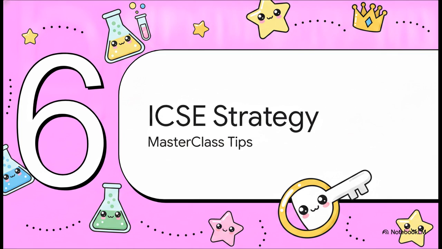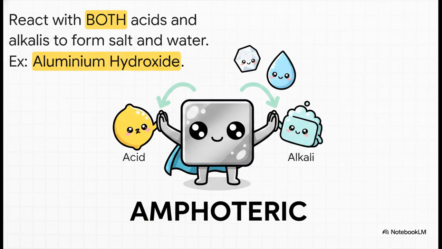Finally, Section 6, ICSE MasterClass Strategy. Okay, superstars, let's finalize your winning strategy with some high-level board tips. Always remember the concept of amphoteric substances. Aluminum hydroxide is amphoteric, meaning it uniquely reacts with both acids and alkalis to form salt and water. Examiners will frequently ask you to identify the substance that can react with both a strong acid and a strong base. The second you see that, your mind should immediately jump to aluminum or zinc hydroxides and oxides.